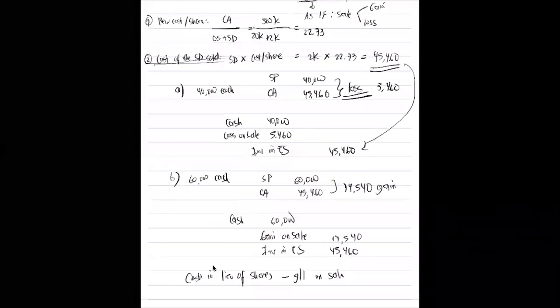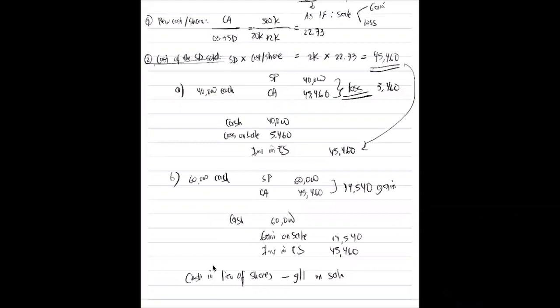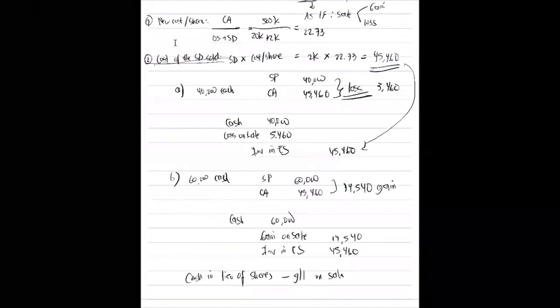Sir, what is the selling price or the purchase price? The selling price or the purchase price in this particular problem will be the amount of cash to be received. That is 40,000 or 60,000. And any difference now will be accounted as gain or loss on sale.